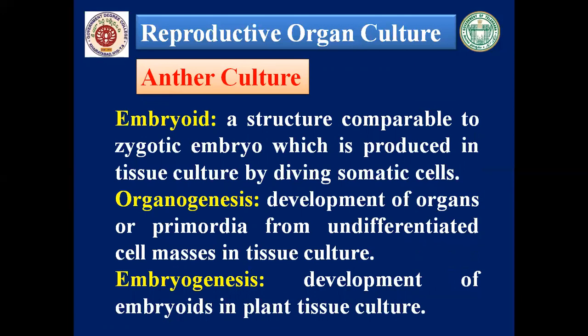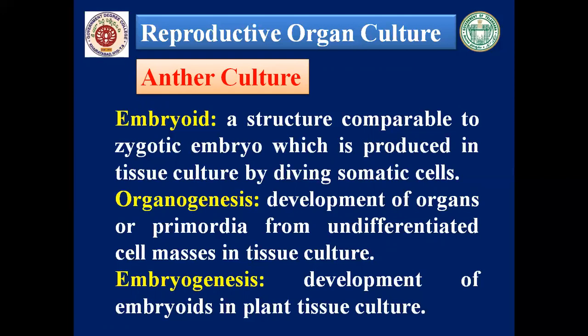So what is an embryoid? An embryoid is a structure comparable to a zygotic embryo, which is produced in tissue culture by dividing somatic cells. Okay, so what is a zygotic embryo? A zygotic embryo develops from dividing reproductive cells, and we will see how a zygotic embryo develops.